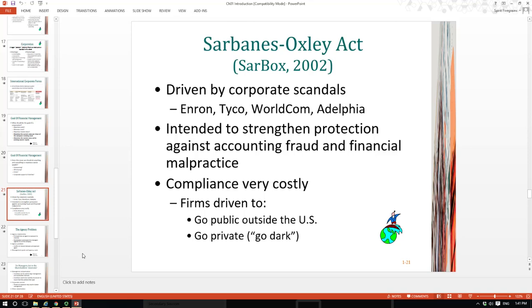And in order to strengthen the regulation and internal control of corporations, the Congress passed the Sarbanes-Oxley Act in the year 2002. The focus of this act is to strengthen the internal control to protect investors' interest against accounting fraud and financial malpractice.